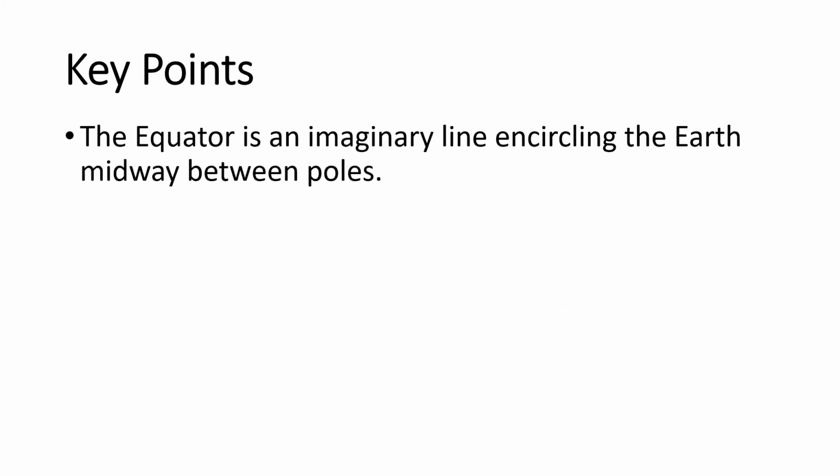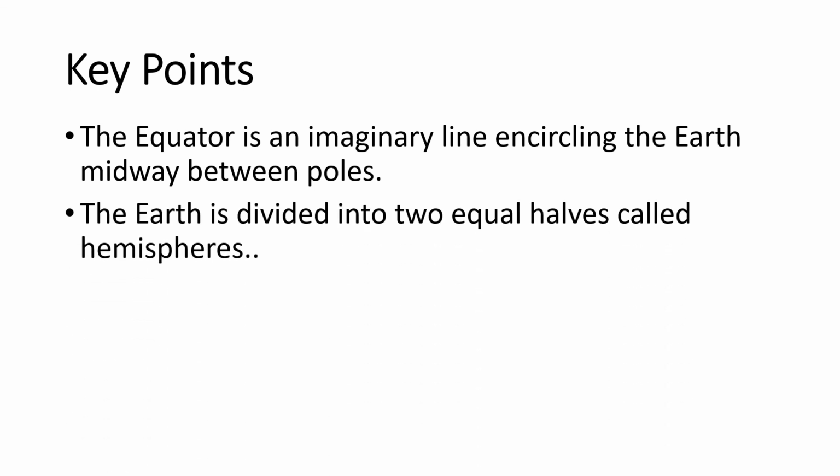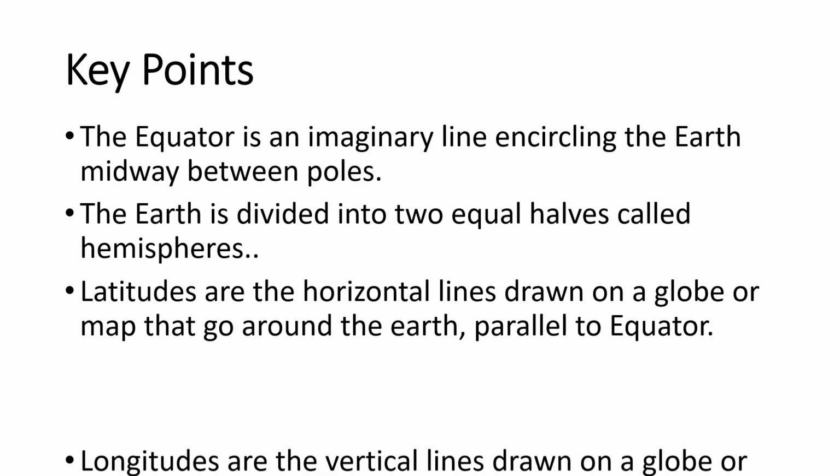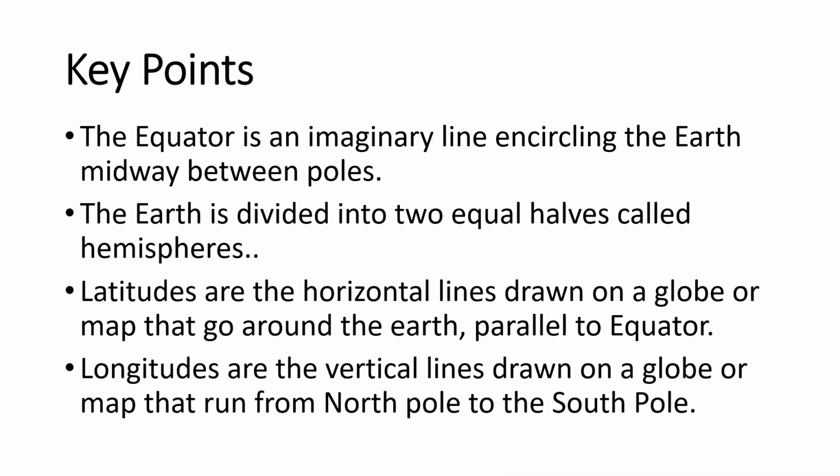Let's have a glimpse of the important points covered in this chapter. The equator is an imaginary line encircling the Earth midway between the poles. The Earth is divided into two equal halves called hemispheres. These are the Northern and the Southern Hemispheres. Latitudes are the horizontal lines drawn on a globe or map that go around the Earth parallel to the equator. Longitudes are the vertical lines drawn on a globe or map that run from the North Pole to the South Pole.